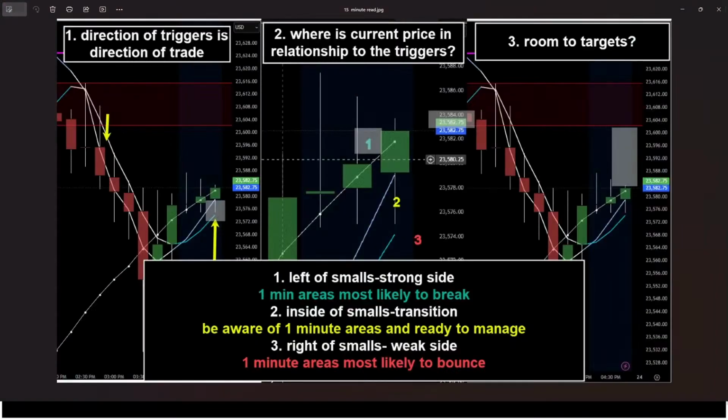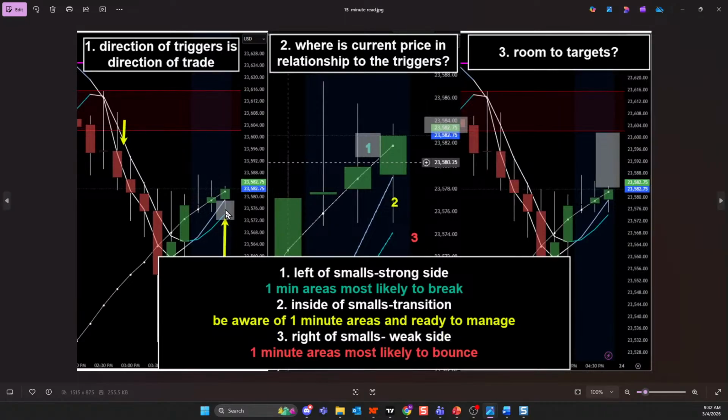And guys, when you define the trend, look at where the most current price is in relationship to those triggers. Is it left of the triggers? Here it is highlighted. Is it right of the triggers? Is it inside of the triggers? If you are left of the triggers, see how it's down and we're left? That's the strong side. That's where 1 minute areas have a better chance of breaking. They're not going to just arbitrarily break all the time for you. You have to be aware of them. You're still following rules.